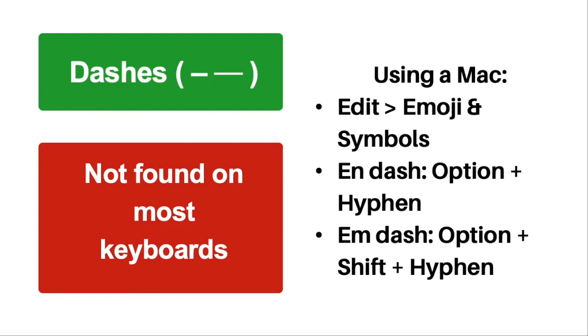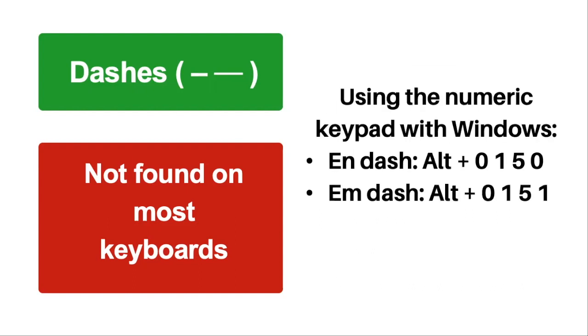You can also click Option plus hyphen for an N dash, or an M dash can be inserted by clicking Option Shift hyphen. Using the numeric keypad with Windows, you can create an N dash by typing Alt plus 0150, or an M dash with Alt plus 0151.